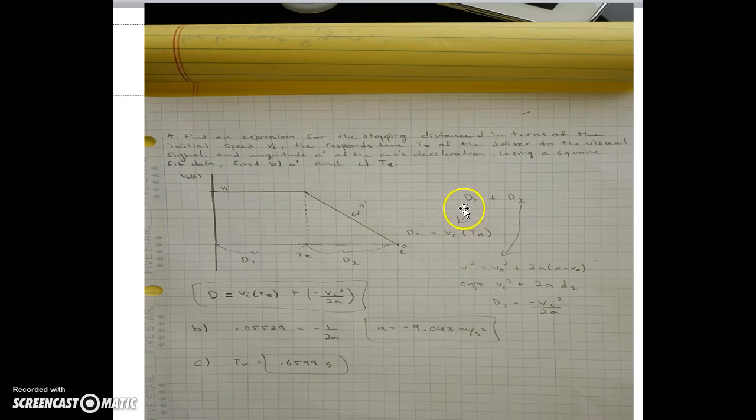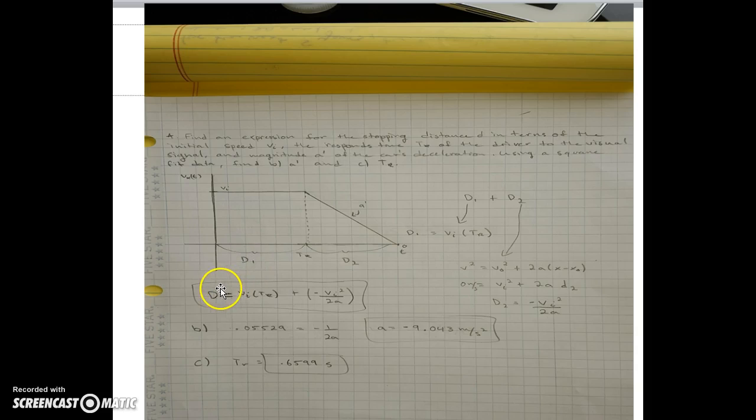So I just plug in what I know. The final velocity equals 0 because that's when the car stops. And then vi squared, the v naught squared, plus 2 times a times the displacement d2. And then I rearranged it, so I got d2 equals negative vi squared divided by 2a.